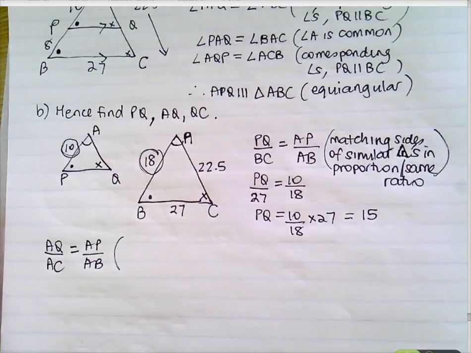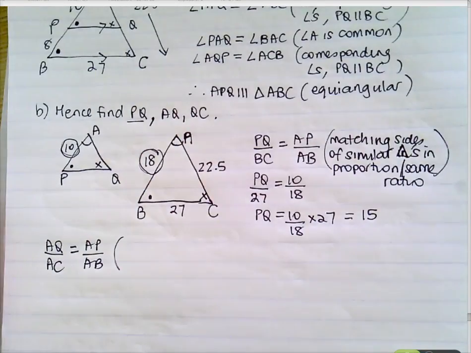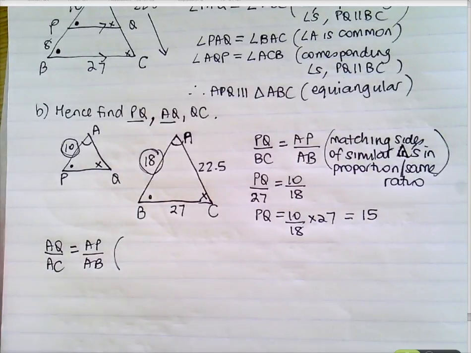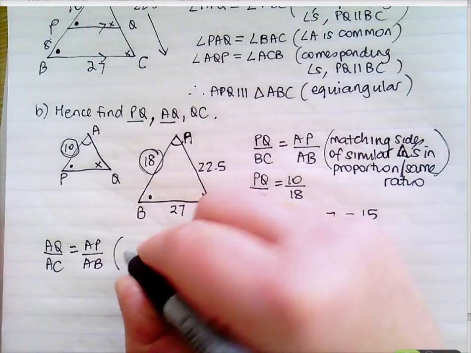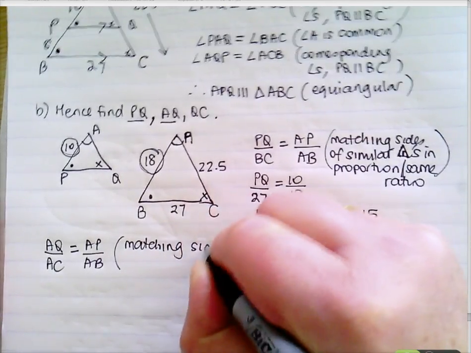One set's got one missing and the other set is complete. It's got both numbers. Whenever you set up an equation like this, you only want one unknown. I just found PQ. I'm trying to find AQ now, so you write that first on the numerator. You don't write what you want on the denominator. You don't go AC over AQ, because then you've got the unknown on the denominator and that's a pain. We want the unknown on the numerator, top left-hand side. Reason: matching sides of similar triangles in proportion or in same ratio.